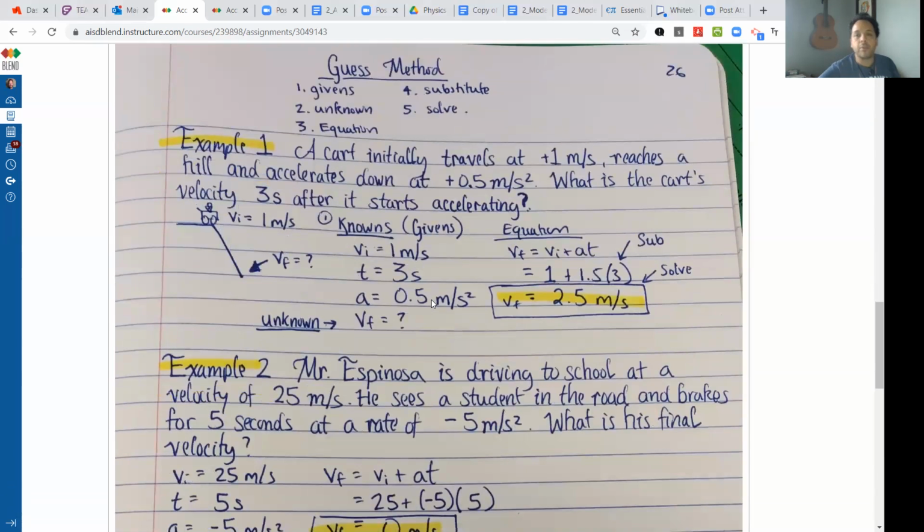So here are some examples. This is using the GUESS method, like we've talked about before, right? Your givens, unknowns, equation, substitute, solve. I should do one of these. Let's see. Let's do one of these.